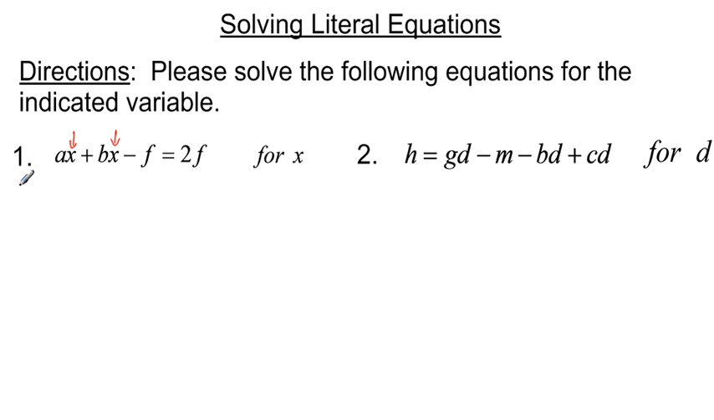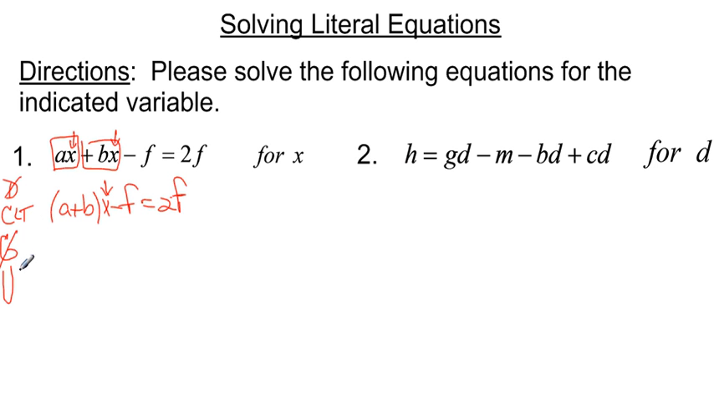So let's see. Is there any distribution needed? No. Do we need to collect like terms? Yes. We're going to collect ax plus bx. That is going to give us the quantity of a plus b times x, bringing down the rest of the problem, minus f equals 2f. Now, we're going to look to get all our letters on one side that we're solving for. A lot of letters, but the only one we're solving for is x. So we're good there.